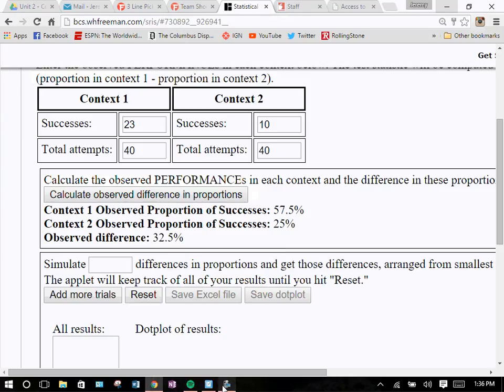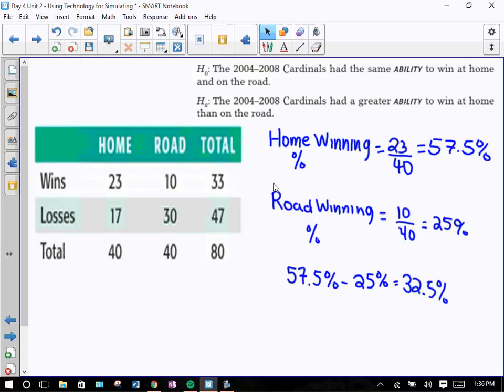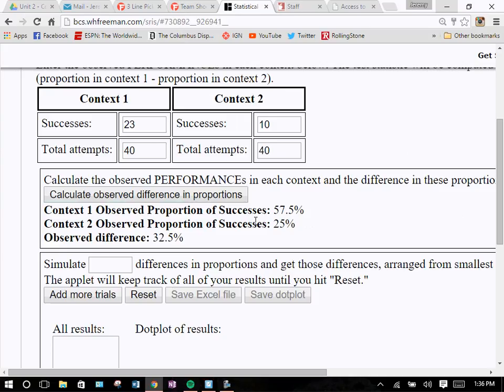Okay? Now notice, if we go back and look, home winning percentage, road winning percentage, and our test statistic. These 3 numbers, right? So when we start doing this on the iPad, it calculates your test statistic for you. It calculates your winning percentages here as well.